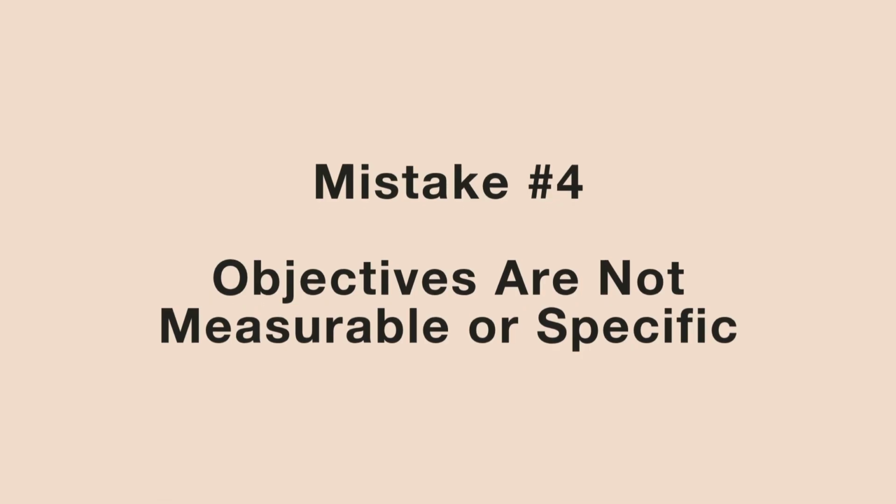Mistake number four: objectives are not measurable or specific. This means using vague action words such as improve or optimize without really saying by how much or how it will be measured.